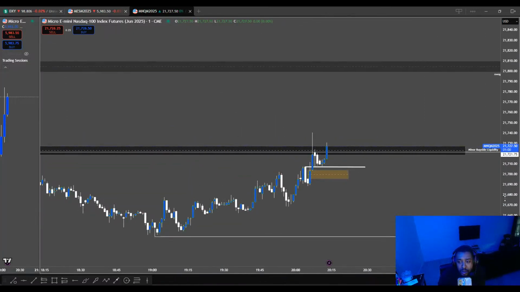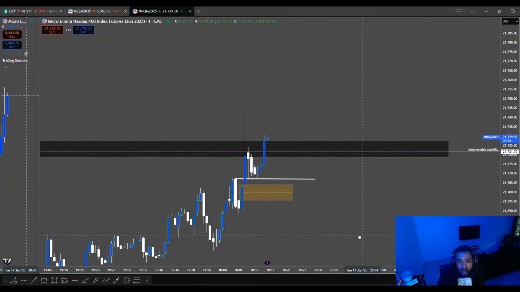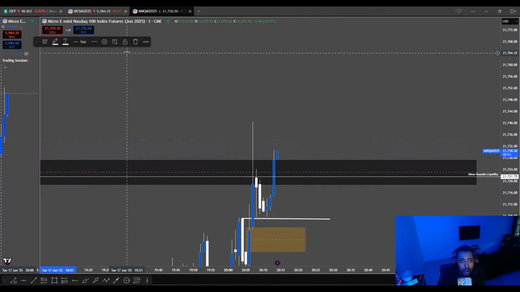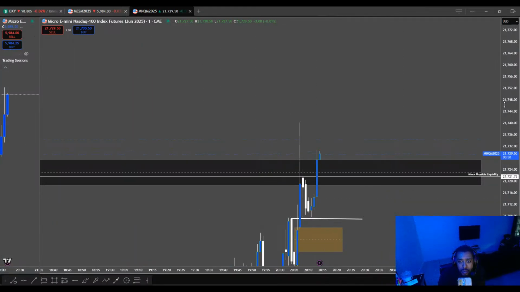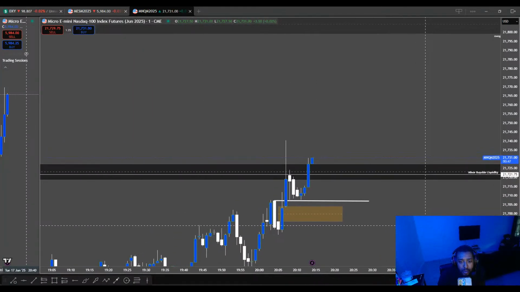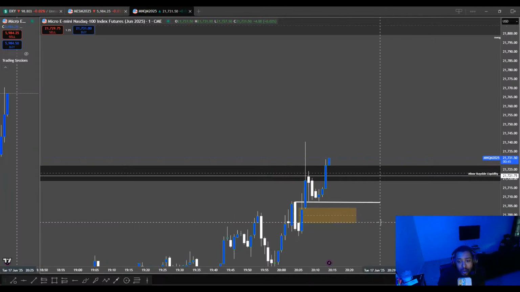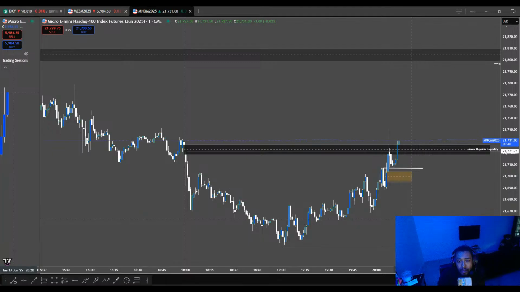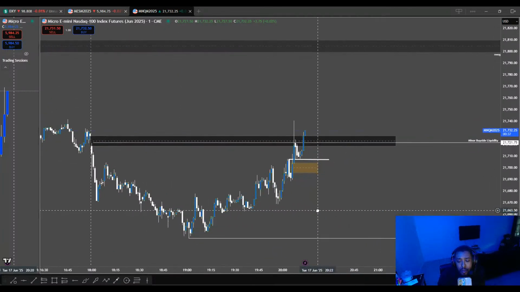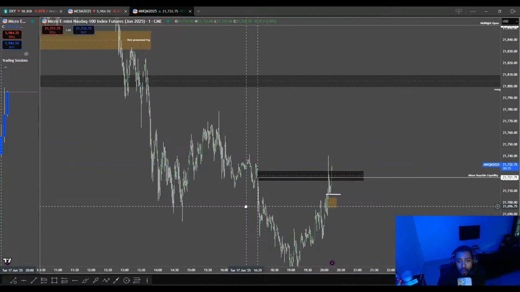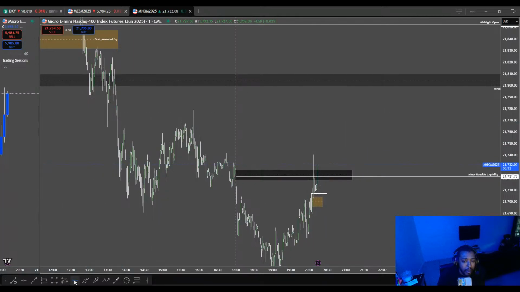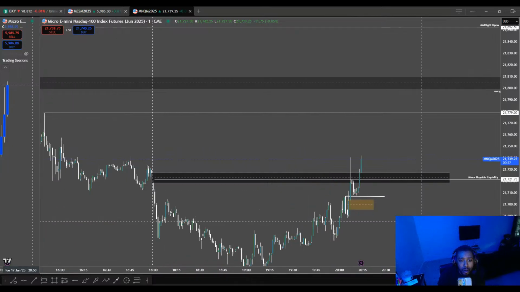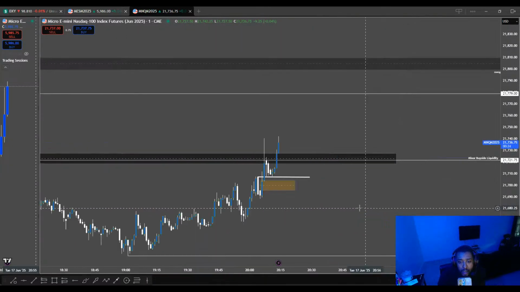But let's see if, once it closes above this level, this level can hold that support. So we got a nice expansion. I ain't gonna lie, I want to go long. This is the next liquidity right here. I ain't gonna lie, I think longs is in effect.